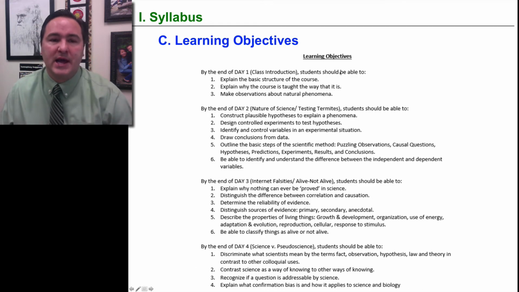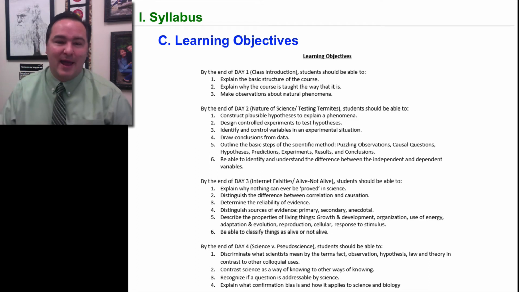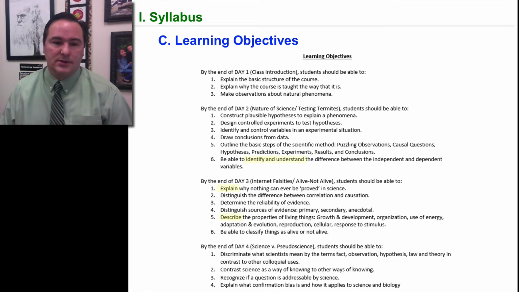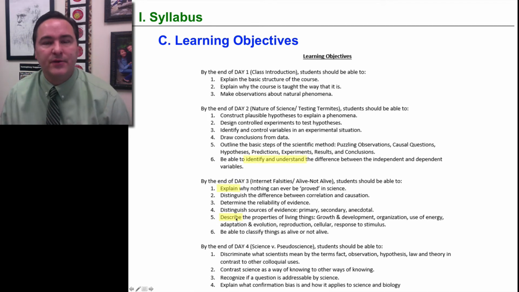Notice that we have designed this course around what are called learning objectives. You can also call this your study guide if you want to. Every day has the things we expect you to know and skills that we expect you to be able to do. Notice some of the verbs that we've used here: identify, understand, explain, and describe. These are kind of lower level thinking verbs.